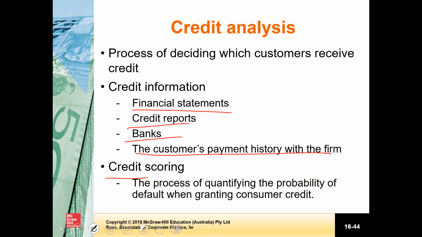And the next one is credit scoring. There is no magical formula for assessing the probability that a customer will not pay. In very general terms, the classic 5 C's of credit are the basic factors to be evaluated. So those are used for credit scoring.